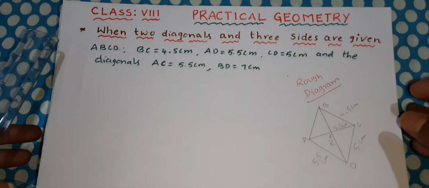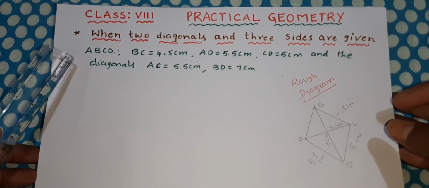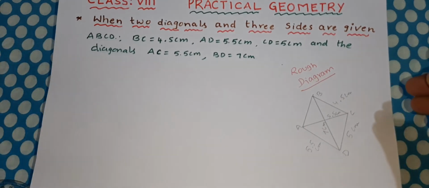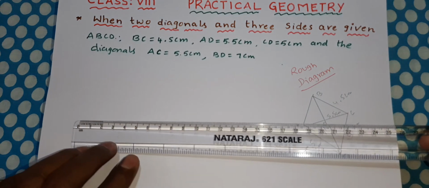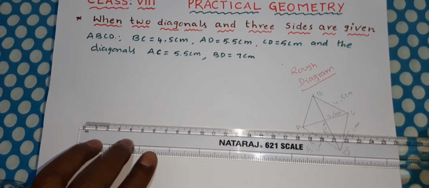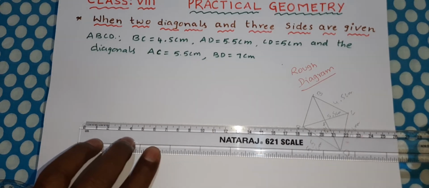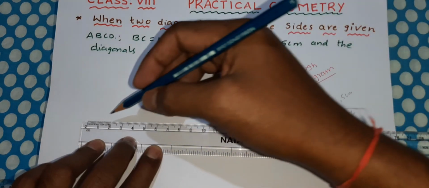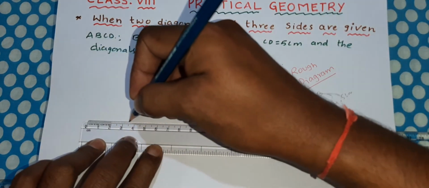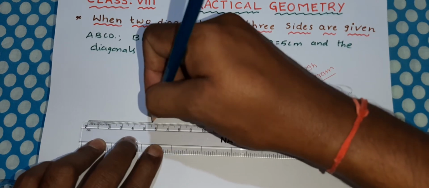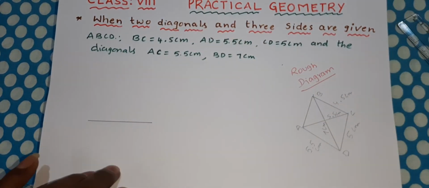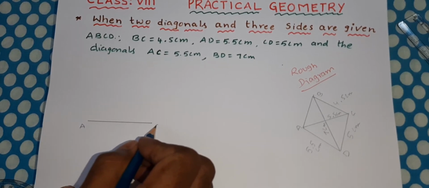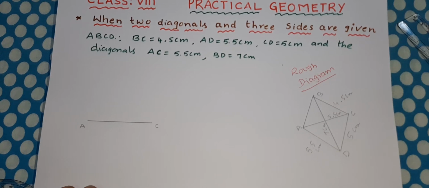Right, AC. Now AC is how much here? 5.5 centimeter. From 0 you can take the value. Right, children? From 0 you can take 5.5 centimeter. Here it is. This is the AC construction. Line segment AC is 5.5 centimeter.